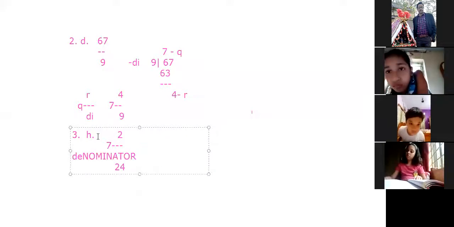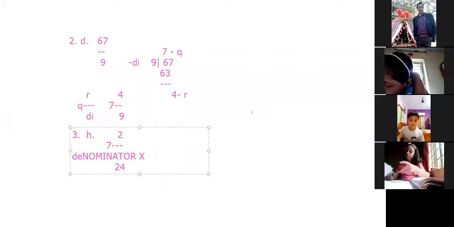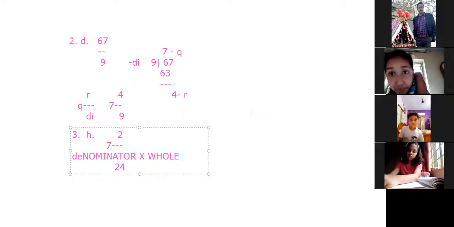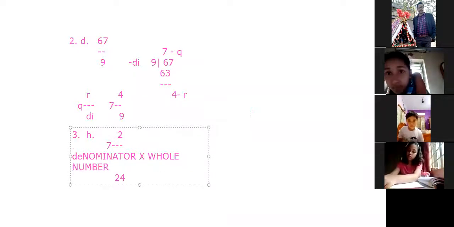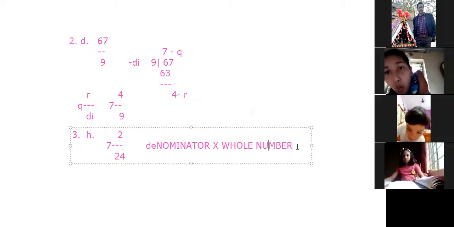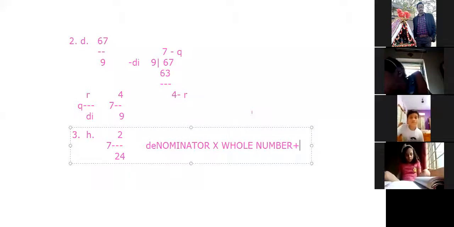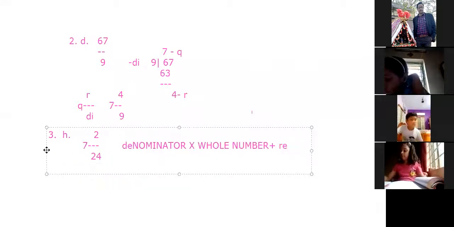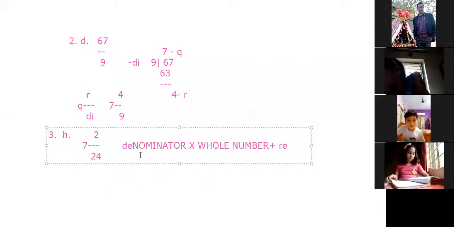Denominator multiplied with the whole number. Actually, 7 is the whole number. So the denominator multiplied by the whole number, and then we have to add the remainder to it. So this is the formula: denominator times whole number, plus remainder.